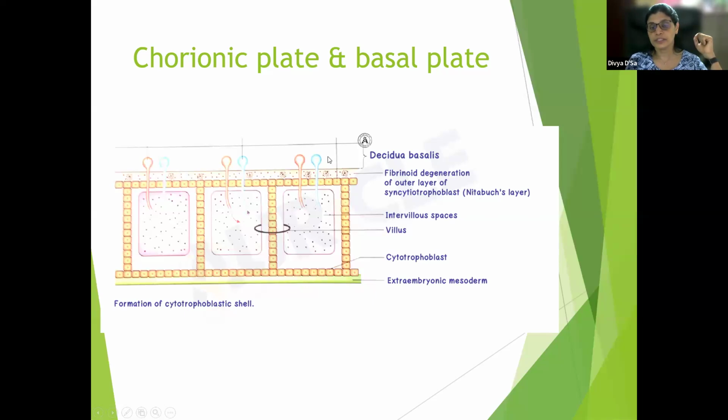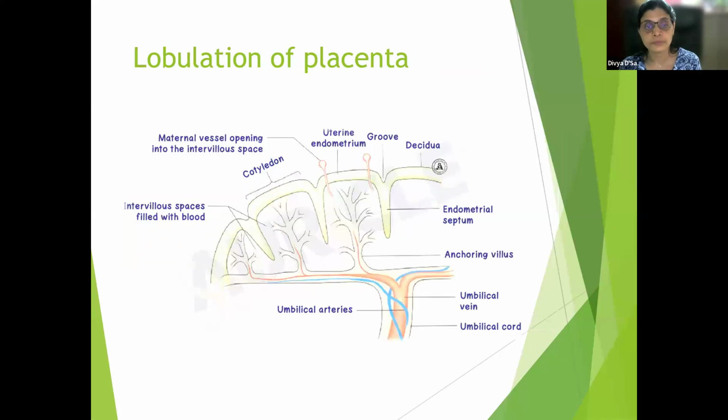So here from the decidua, what happens now? The maternal blood vessels, the blood will be poured within these intervillous spaces. Between these intervillous spaces will be the tertiary villi containing the capillaries, so that the exchange will be happening there. This is how it forms. With further development, the lobulation.